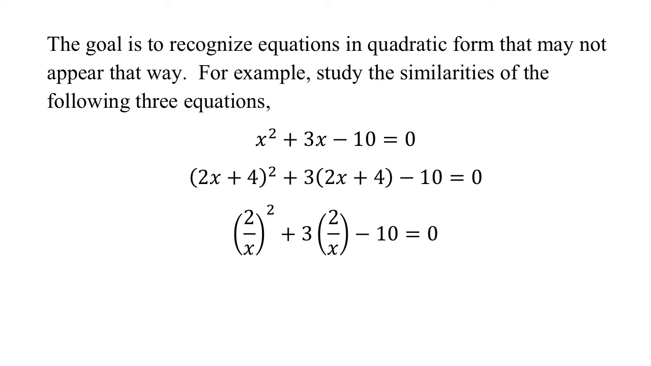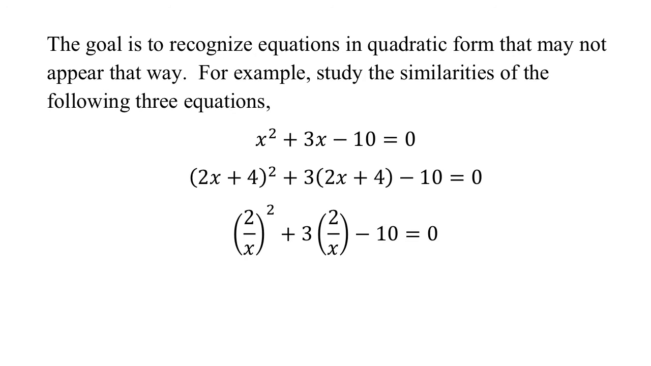And notice, what about the constant? In all these cases, it's negative 10, right? What's the b value in all these cases? 3, 3, 3. The a value, 1, 1, 1. So what's the difference in these problems then?